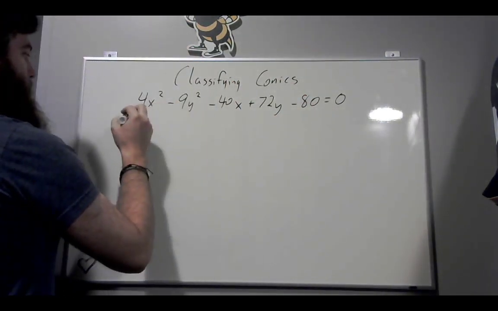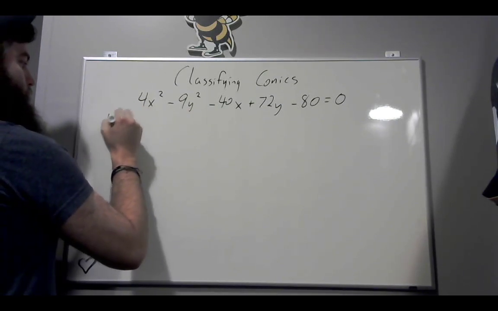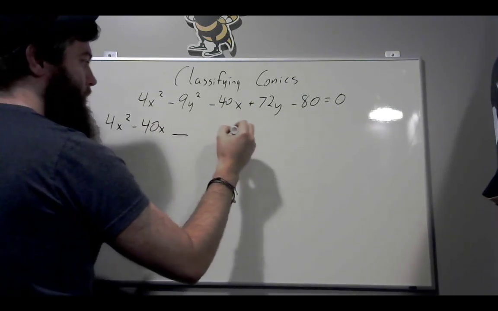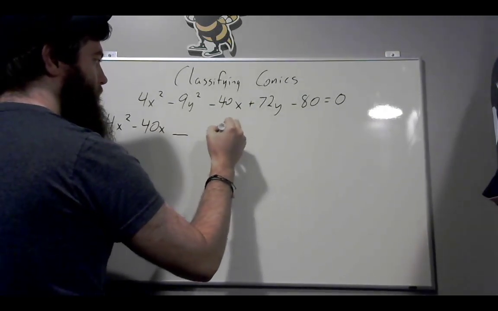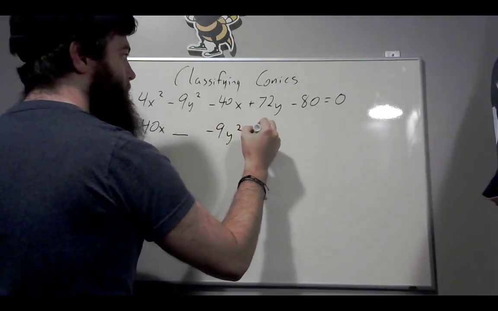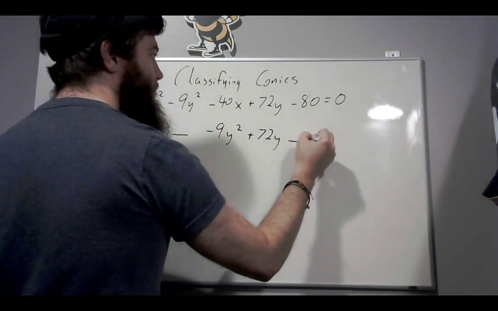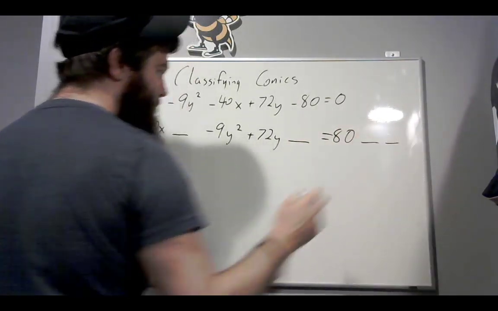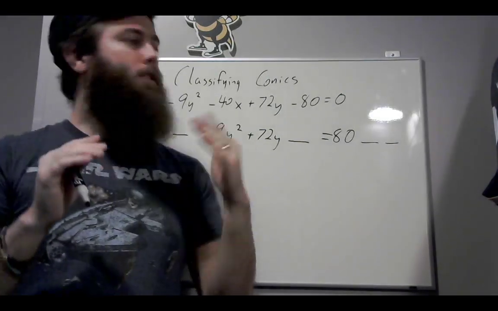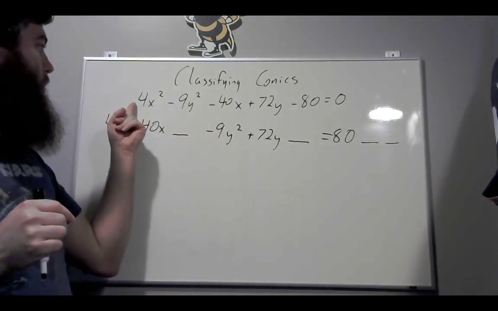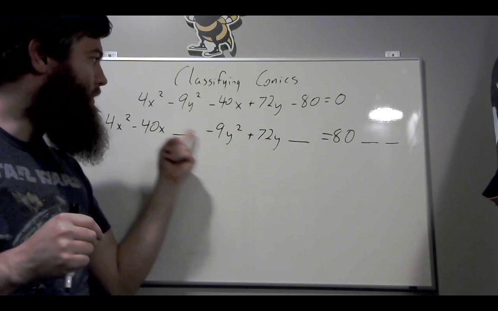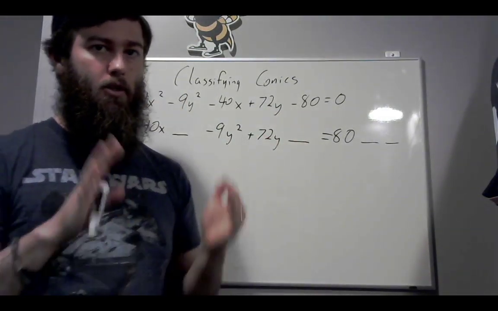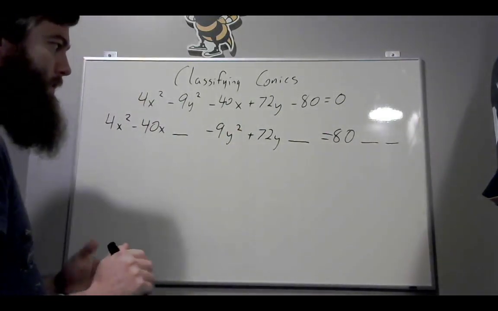So this is going to be 4x squared minus 40x blank, minus 9y squared plus 72y blank, adding that 80 over, blank blank. So again, always put the negative. So if this was a negative 4x squared, then just put the x in the second spot. So that's the only big difference, is just put it second, whichever one is negative.